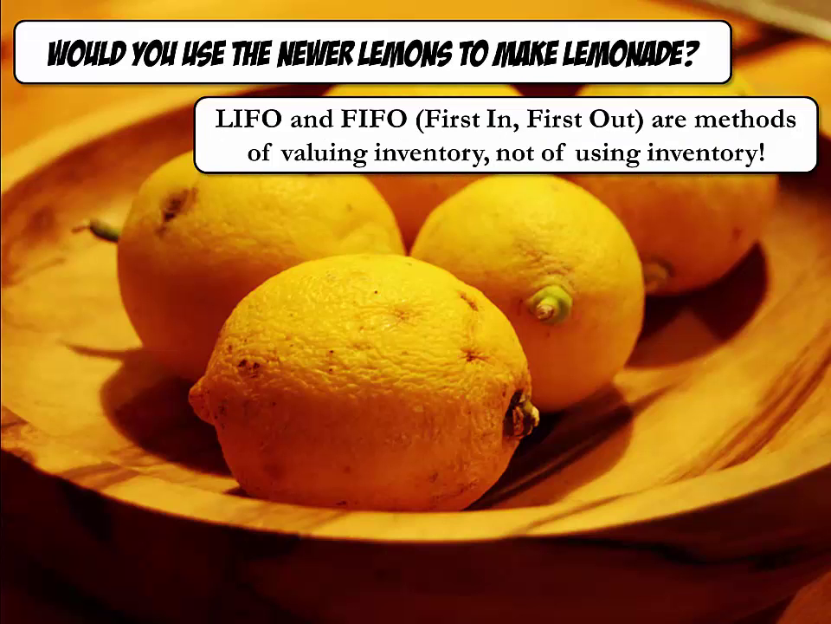LIFO and FIFO are methods of valuing inventory, not of using inventory. So while the newer, more expensive lemons are taken off the books first, the older, cheaper ones are used in actuality.